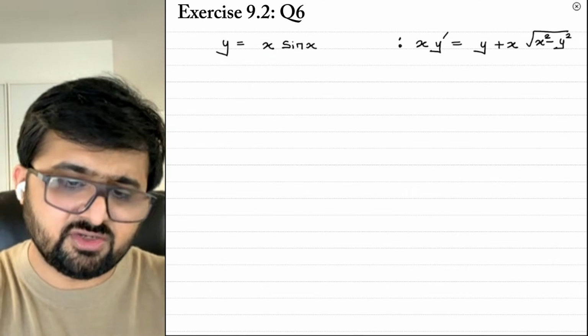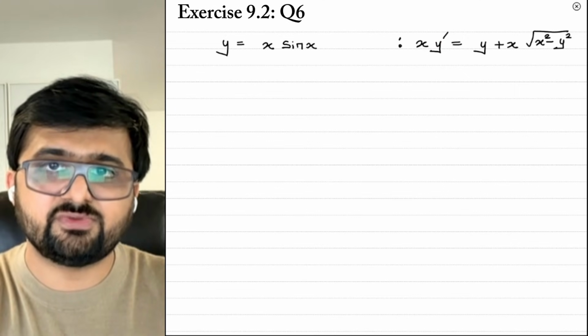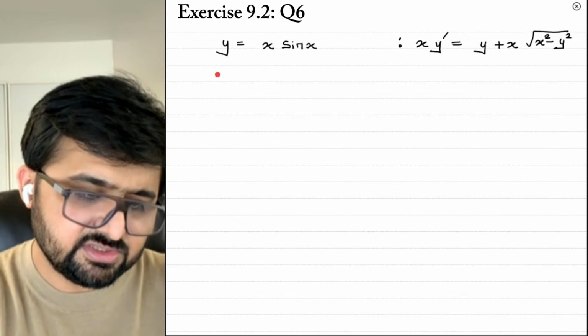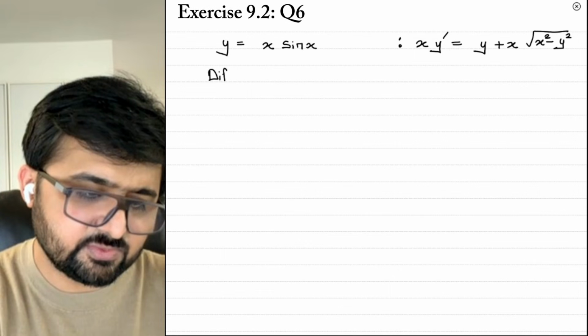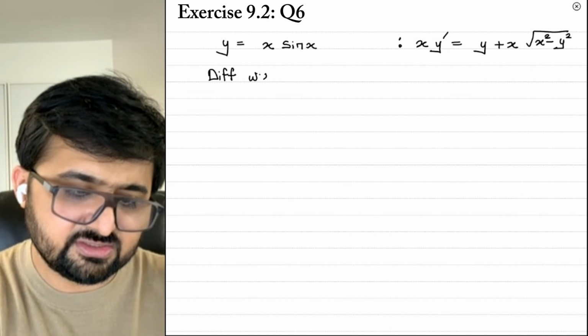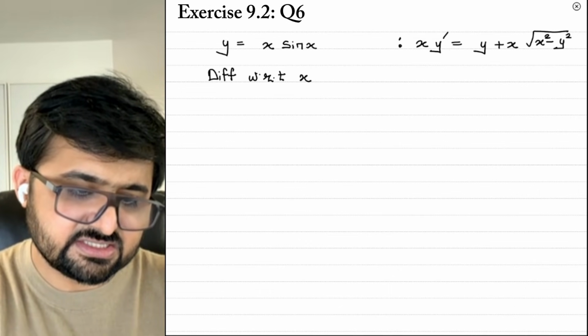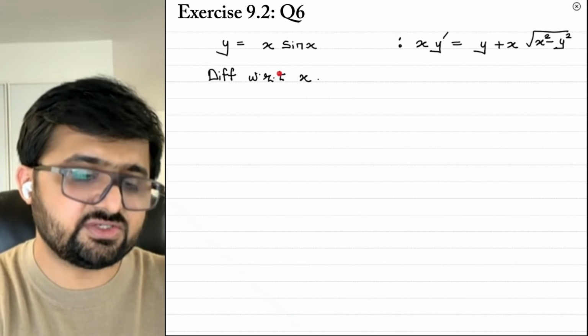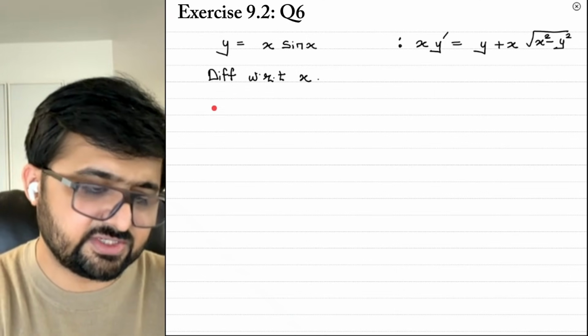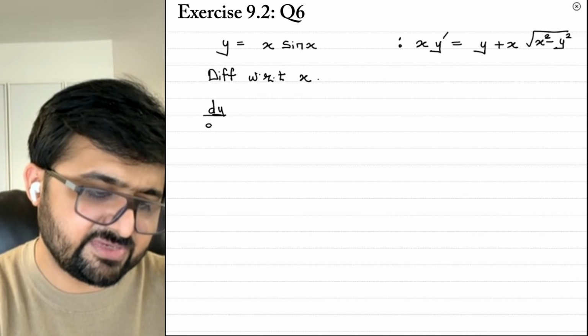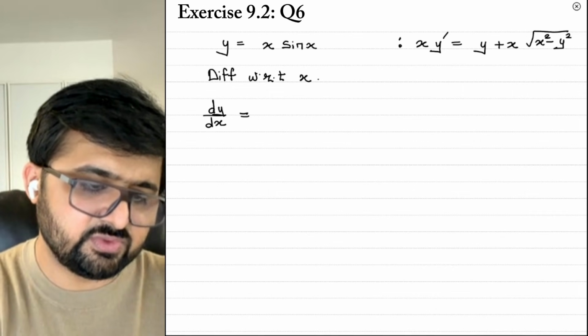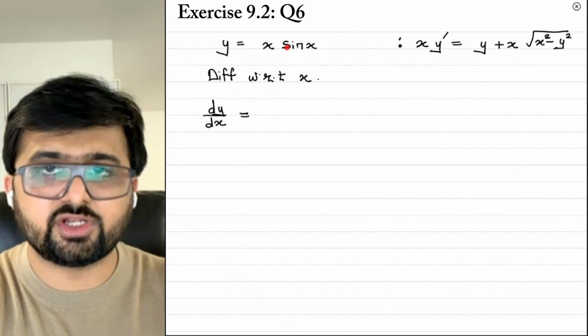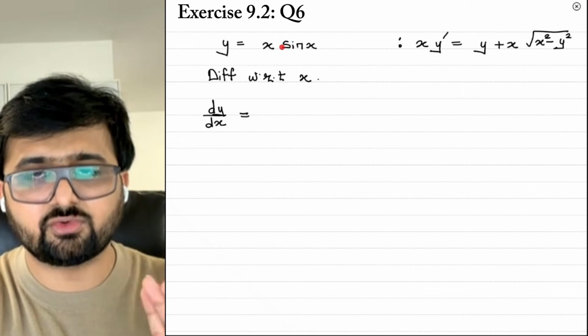Okay, we see there is one y dash term, so we'll have to differentiate one time again. So we differentiate this equation with respect to x. Now let's differentiate this with respect to x. Derivative of y with respect to x, dy by dx, is equal to, now this is the product rule or UV rule in derivatives.